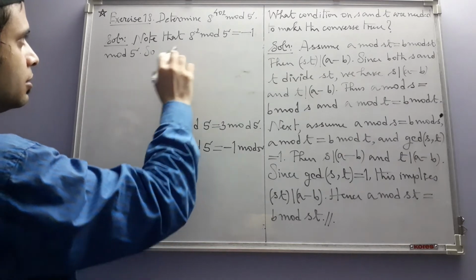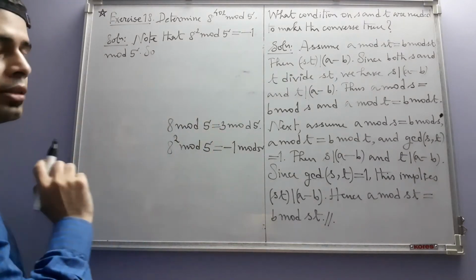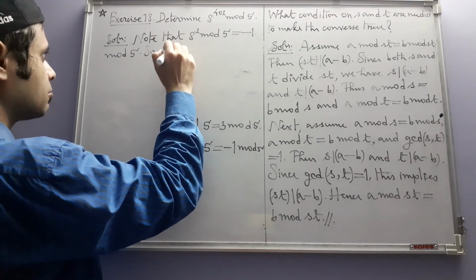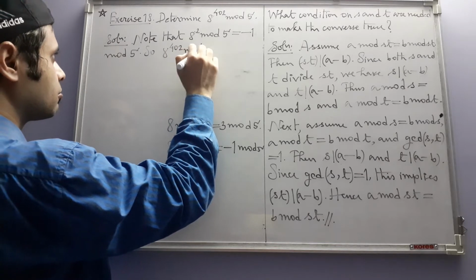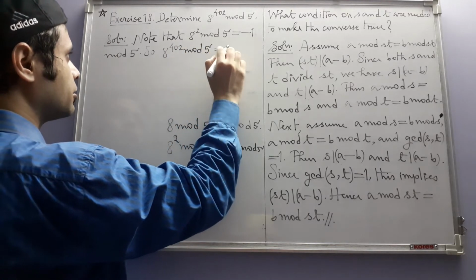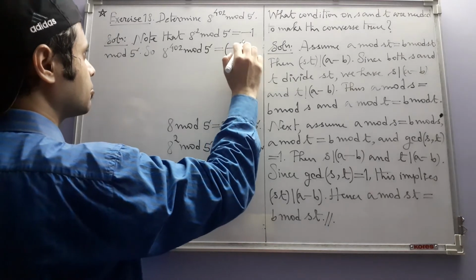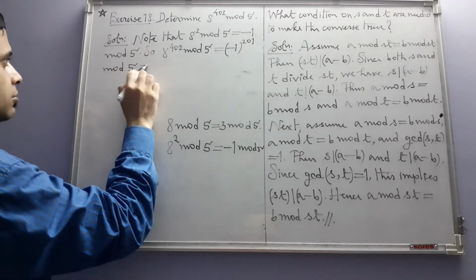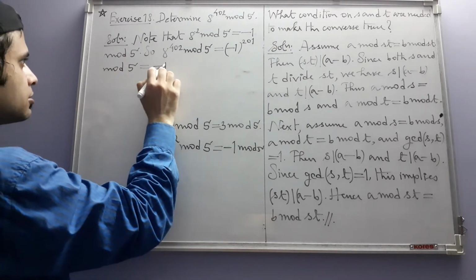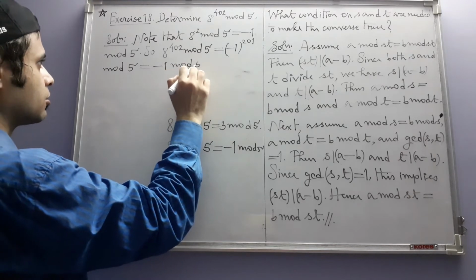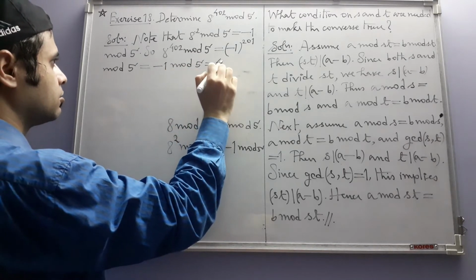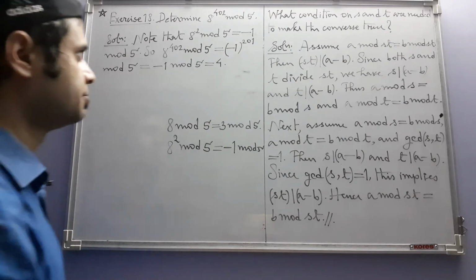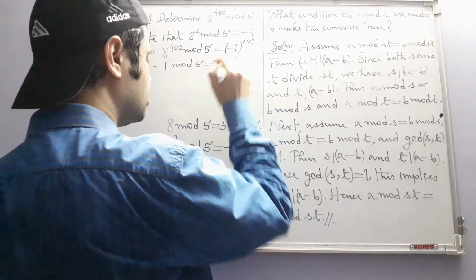Okay, so 402 means if we raise everything to the 201th power, then on the left hand side we will have 8 to the 402 mod 5, on the right hand side minus 1 to the 201 mod 5. 201 is odd, so this is minus 1 mod 5, which is nothing but 4. Minus 1 equals minus 1 times 5 plus 4. So this is the remainder.